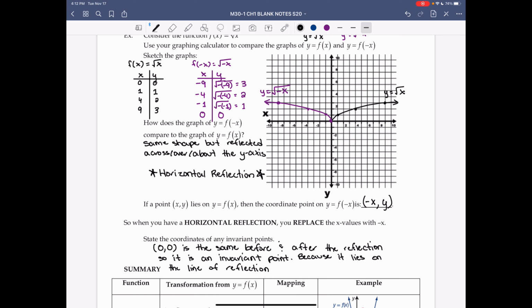Our line of reflection is the y-axis. And the equation of the y-axis is x equals 0, so on the y-axis, or you can say on the line x equals 0. That's our line of reflection. Any point of the original function that is on that line is an invariant point and will be in the same location after a reflection.